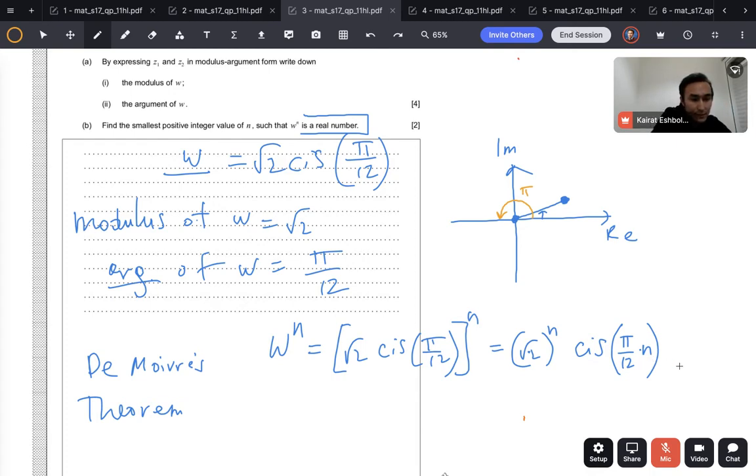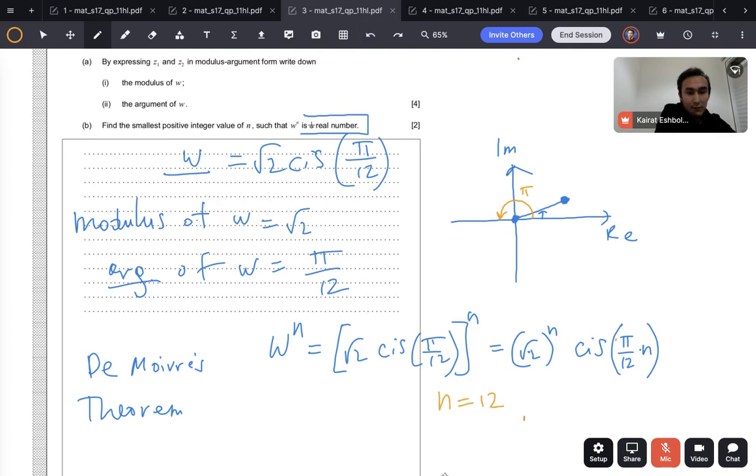So essentially, n can be 12, because pi over 12 times 12 is pi. Of course, we can choose n to be 24. If we choose n to be 24, pi over 12 times 24 will be 2 pi, which goes all the way back to this line and also gives a real number, but that's not the smallest. The question is to find the smallest positive integer, which means we should choose the smaller value. So n is equal to 12.